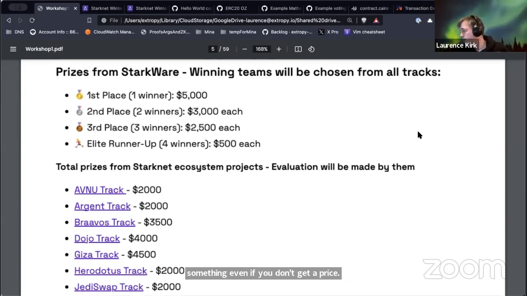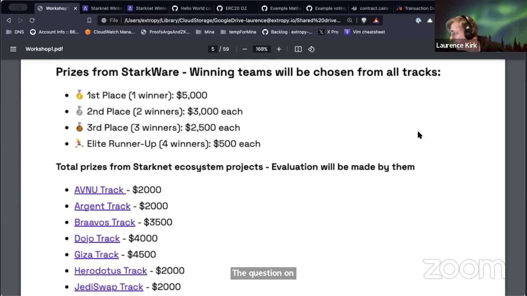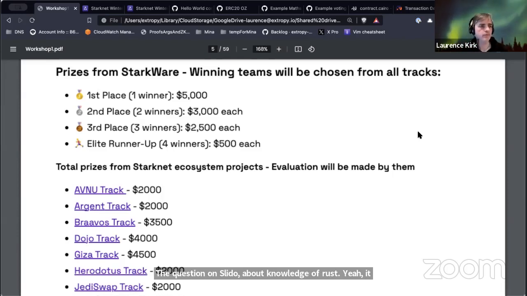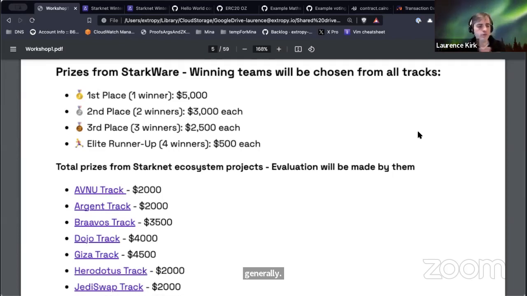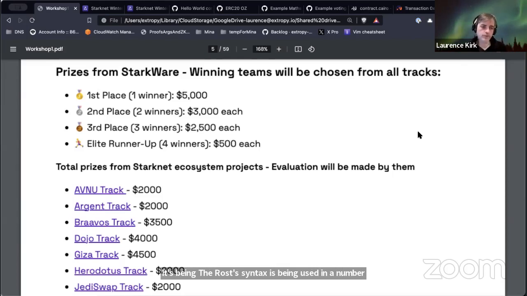The question on Slido about knowledge of Rust. Yeah, it really does help if you do have knowledge of Rust before learning Cairo. Rust is a very useful language to learn generally. The Rust syntax is being used in a number of DSLs that are being used by zero knowledge proof frameworks. So it's a very useful language to have at least some basic knowledge of, because you can then apply that and it gives you a good starting point for a number of different languages. And certainly Cairo's syntax and some of its ideas are very much based on Rust. So I would advise that you get a little bit of understanding of it.